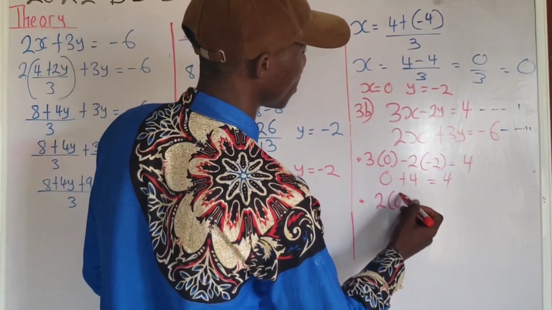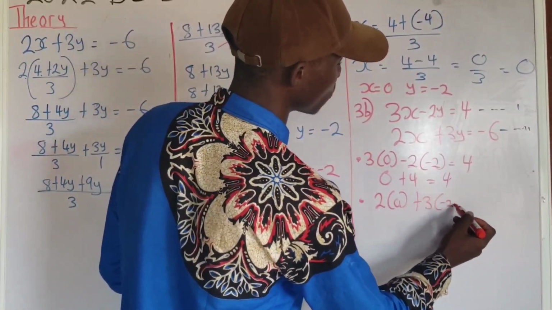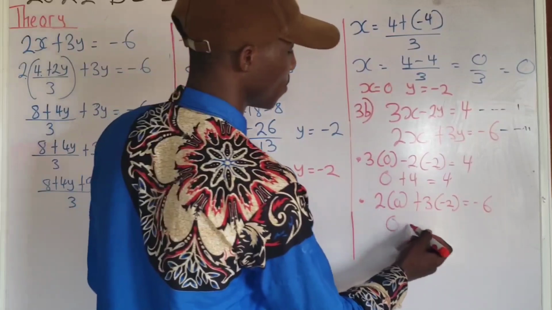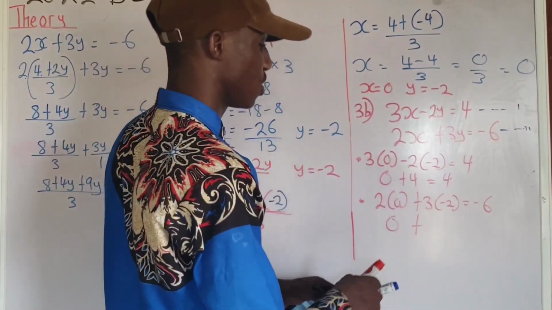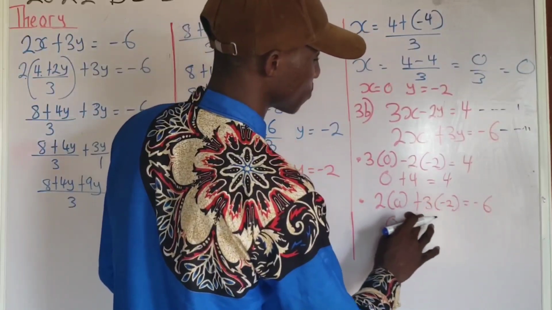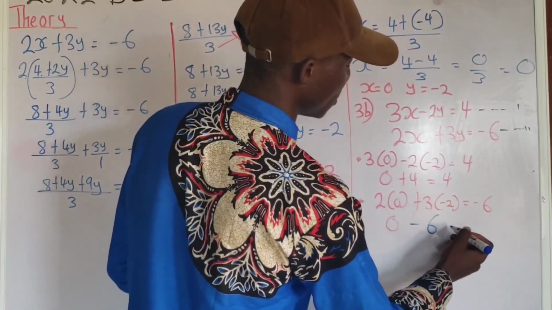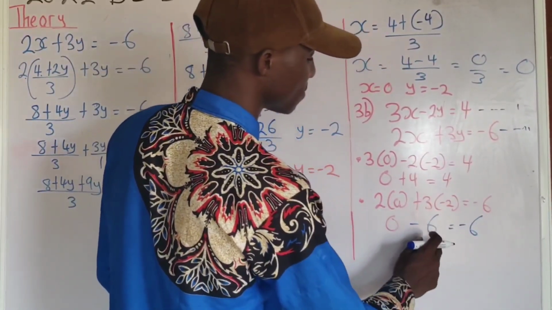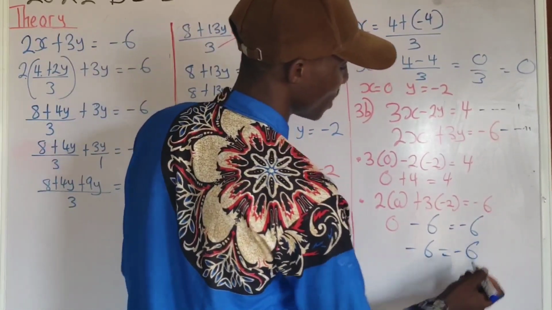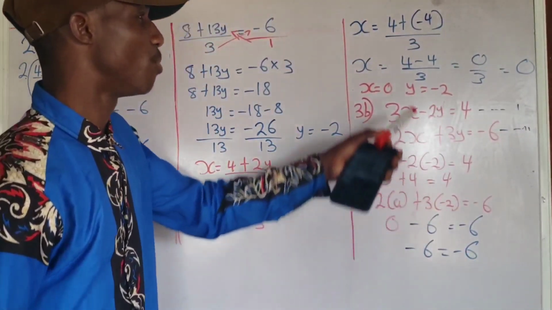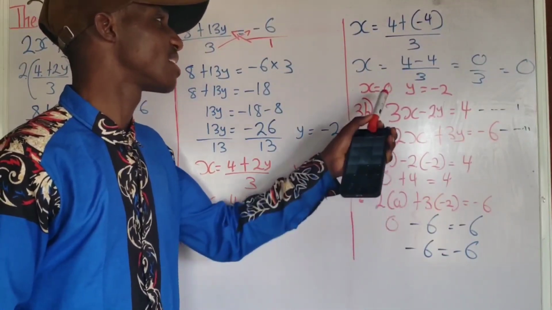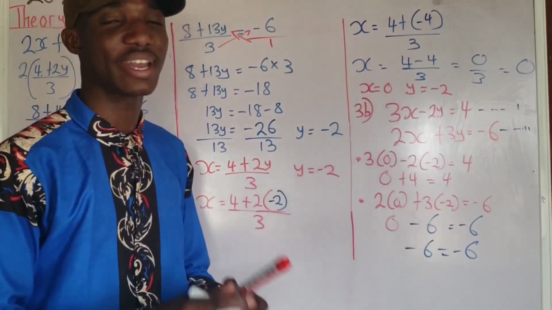That will be 2 into bracket 0 plus 3 into bracket minus 2. Will this be equal to minus 6? Let us check. 2 times 0 is 0 plus 3 times negative 2. That is negative 6. So I'm going to have 0 minus 6. That is what? Minus 6. You can see that minus 6 is equivalent to minus 6. That means that both the value of x and y satisfy the equation. Hence, the value of x and y in this equation is 0 and negative 2.